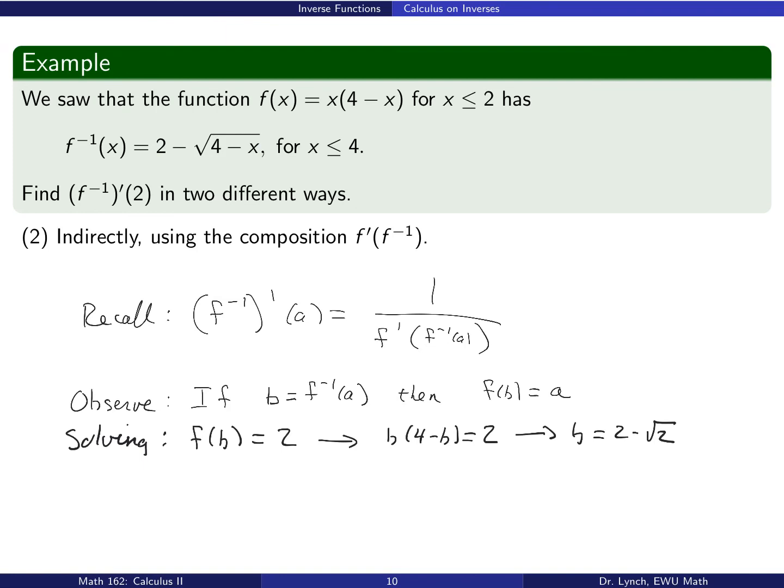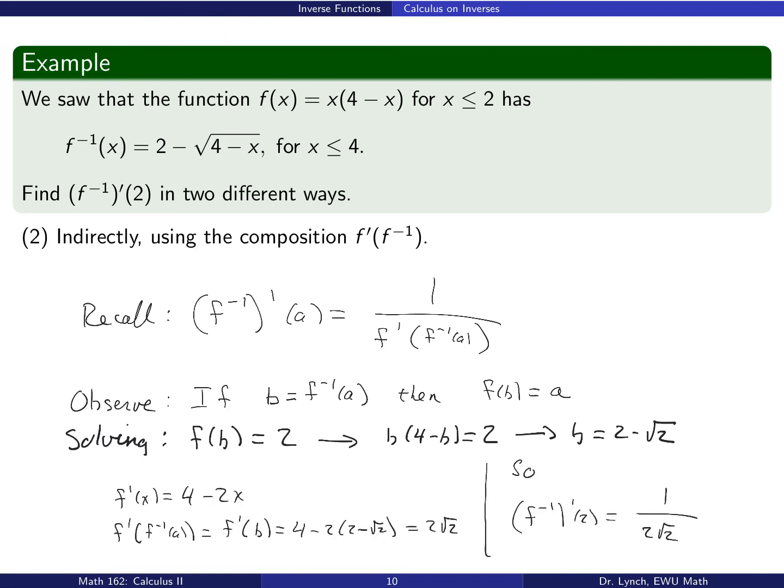So here we can see that f prime can be computed quickly. And once we compute that derivative, we can quickly plug in the value of b at 2 minus root 2, take 1 over f prime of f inverse of a, so 1 over 2 root 2, and we get the same thing. So the point of this example, and this is pretty cool, is that we actually didn't ever need an expression for f inverse in order to find its derivative at a value.